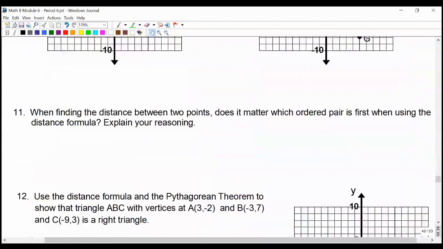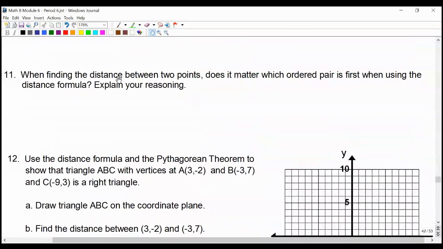Okay. So 11 says, when finding the distance between 2 points, does it matter which ordered pair is first? The answer is no. And I just kind of touched on that. We're not going to explain this thoroughly.